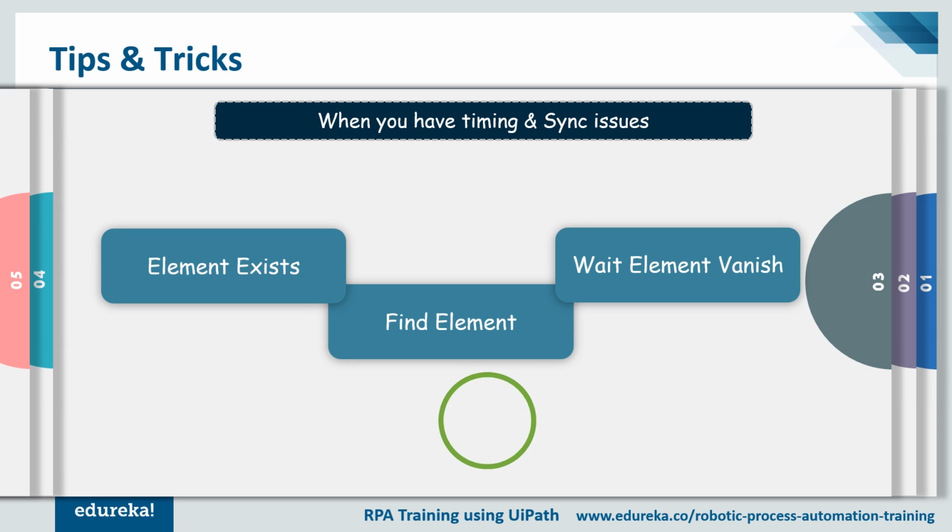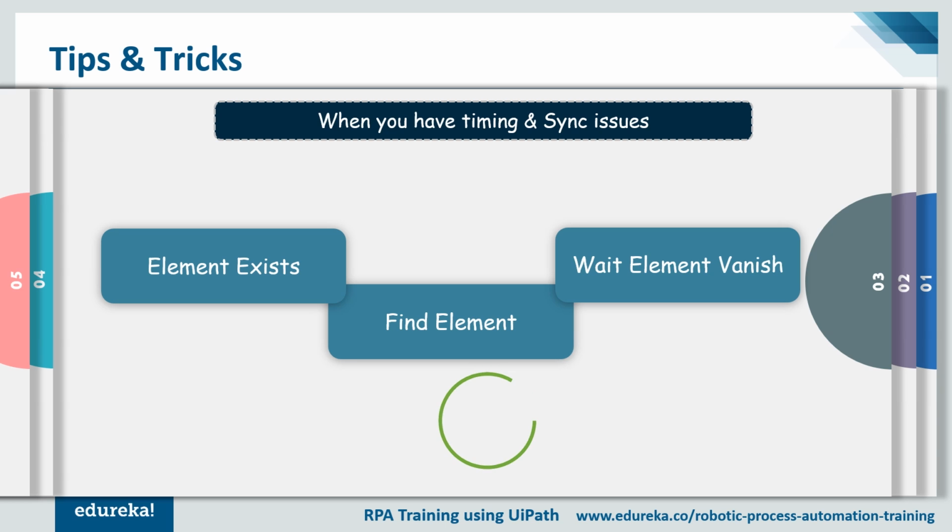So basically, element exists will tell you whether the element is existing or not. This is for the syncing issue. It can be a button or a pop-up or a message or any other component of the application that you want to consider. Now the find element basically stops the automation until an element is found, right? So until an element is found, you can use find element, and wait element vanish obviously waits for an element to disappear before continuing, right?